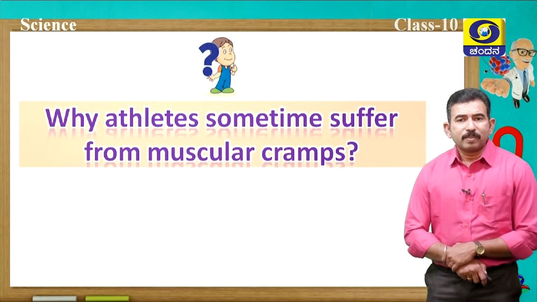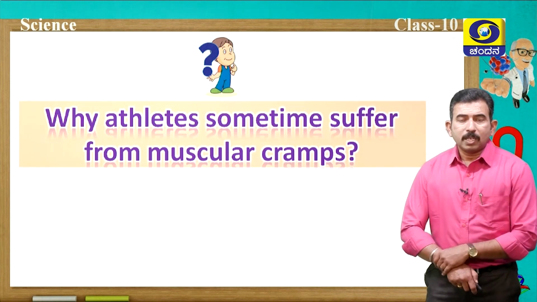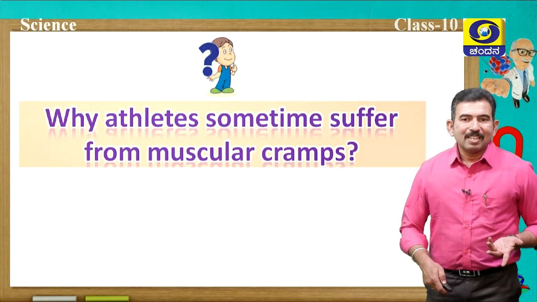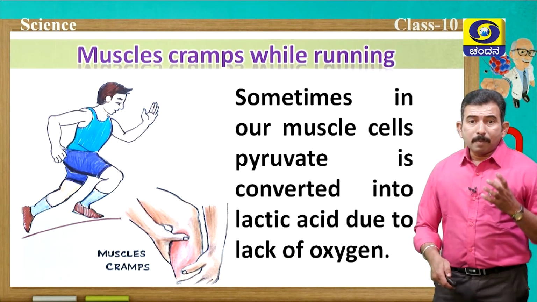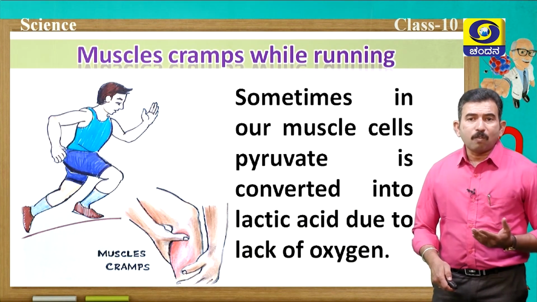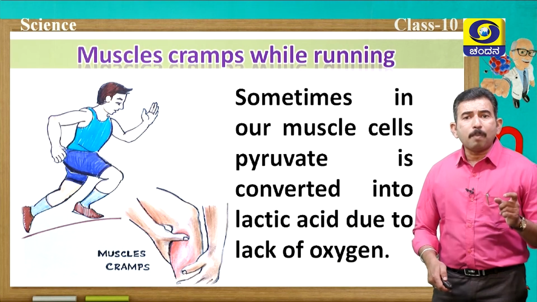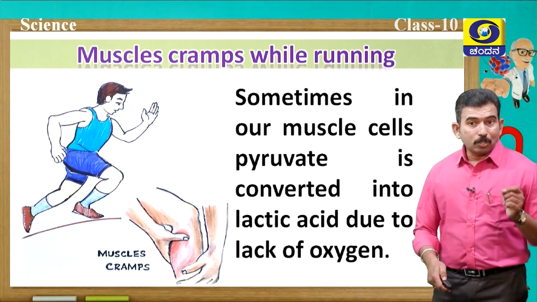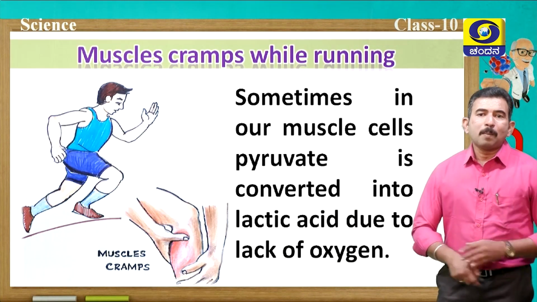Now one question for you: why do athletes sometimes suffer from muscular cramps? Even when we do some vigorous physical activity, we also experience the same. So what is the reason for this? Yes, you are right, students. Sometimes in our muscle cells, pyruvate is converted into lactic acid due to lack of oxygen. Lactic acid accumulation leads to muscular cramps, and this is a type of anaerobic respiration taking place inside our muscle cells, also known as lactic acid fermentation. A gentle massage can give you relief from the pain.